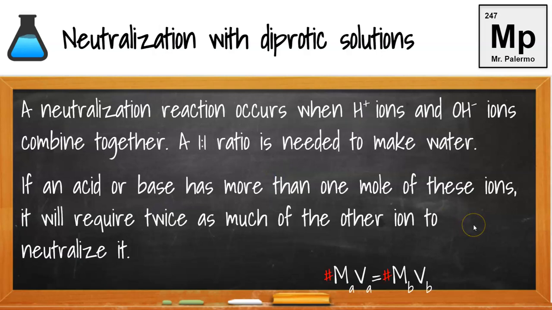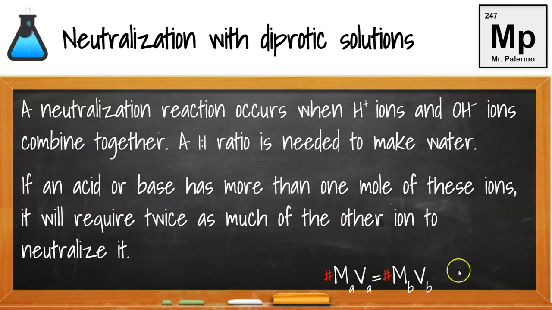So recall that a neutralization reaction occurs when the hydrogen ion, or proton, and our hydroxide ions combine together, and so a 1-to-1 ratio is needed to make water, H2O. But if an acid or base has more than 1 mole of these ions, it's going to require twice as much of the other ion to neutralize it.